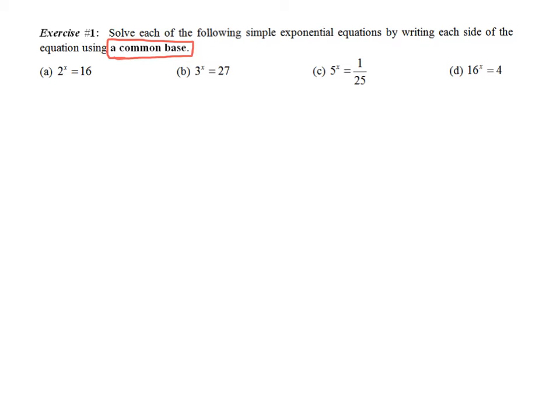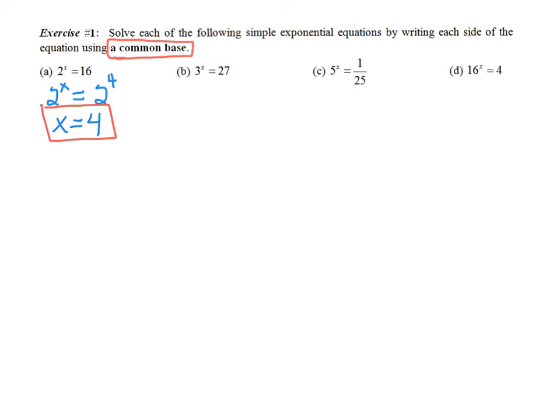So for example, in exercise 1, part A, I see that I've got 2 to the x is equal to 16. Well, this is a pretty easy one, very similar to what we saw on the first page. So I'm going to say 2 to the x is the same as 16, which written as a base of 2 would be 2 to the 4th. When the bases both match, that tells me that I can set my exponents equal to each other. So the exponent that I'm missing here must be x is equal to 4.